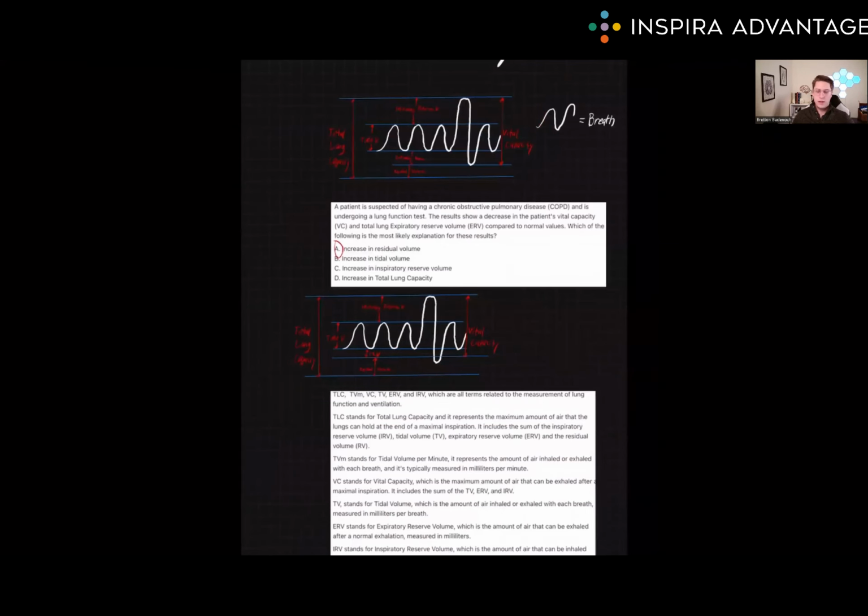In conclusion, TLC, TVM, VC, TV, ERV, and IRV are key concepts in the measurement of lung function and ventilation. Understanding these concepts is essential for MCAT students, as well as for future physicians in the diagnosis and management of lung disease.